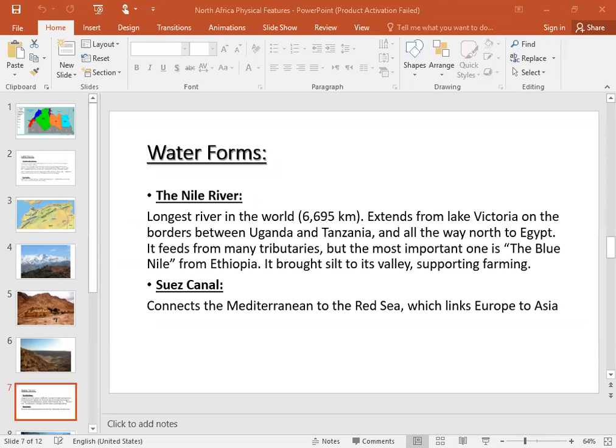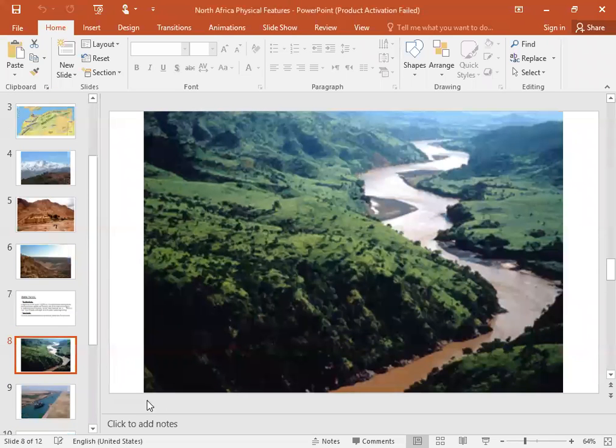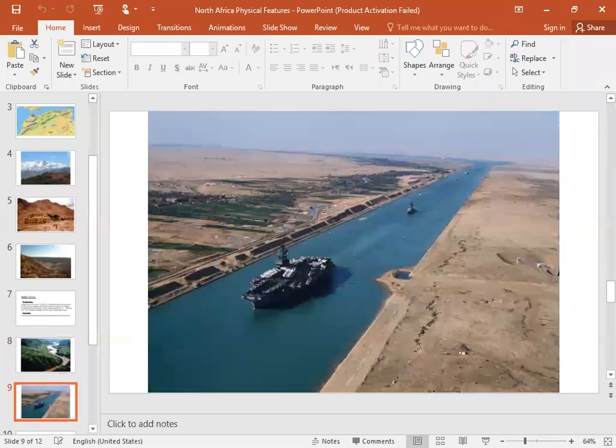So it has very important benefits, and it is very beneficial for trade. As you can see here, this is the Nile going back, and here is the Suez Canal.